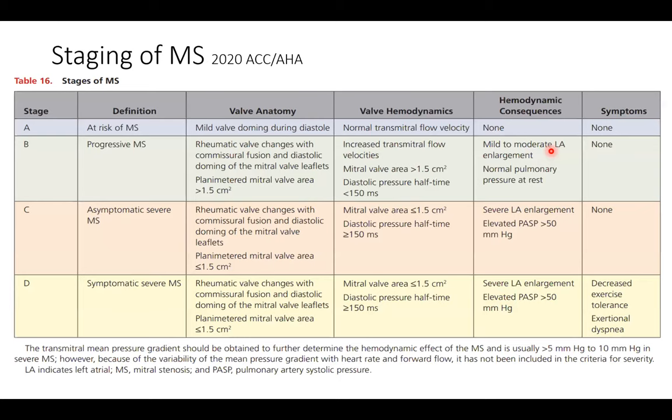So how do we stage mitral stenosis? The ESC did not stage, at least I went through, I tried to compare the two guidelines. So I didn't see much about staging, but in the ACC/AHA, which is very useful, we have stages A, B, C, and D for most of the valvular pathologies. Stage A is at risk of MS. So if we have any slight issue that might progress to an MS, like mild valve doming during diastole. Stage B is progressive.